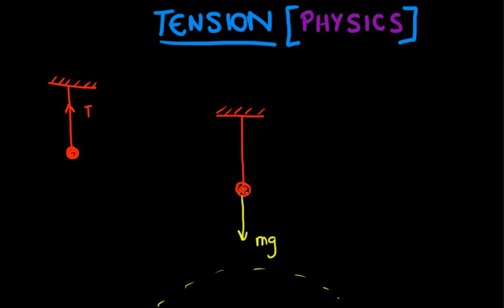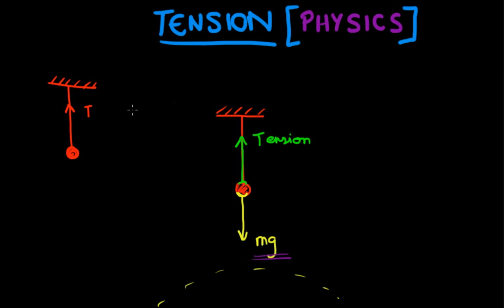Now, if there's a force acting downwards on this ball, and the ball is still, there has to be some force which actually cancels this mg, and so we have to find out that force, and that force is tension. That force is tension. So we can say that the tension is acting in this direction. So tension is any force that cancels out the force of gravity, in this case, that is.